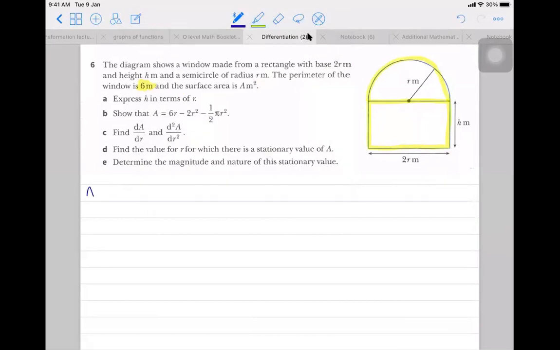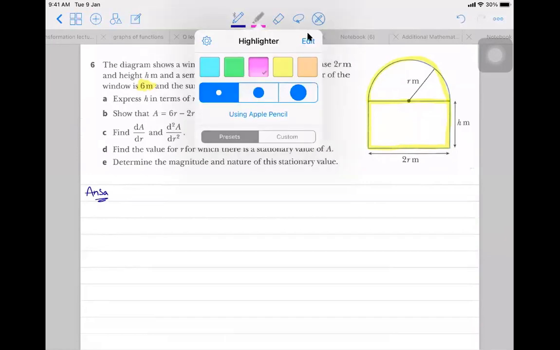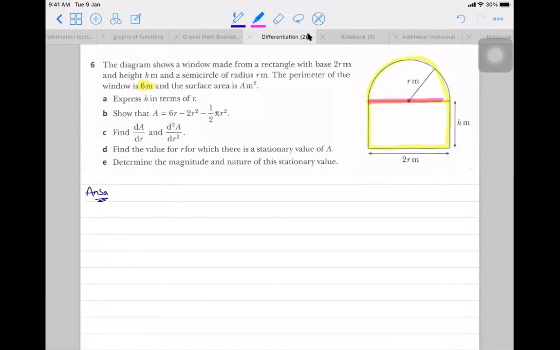Sir, for the perimeter, won't we ignore one side of the rectangle? No, we are not going to ignore this side, because they have given us a solid line. And the question says the diagram shows a window made from a rectangle with base 2r and height h and a semicircle of radius r. As far as I think, because they have given you a solid line, not a dotted line, we are going to count that side in the perimeter.